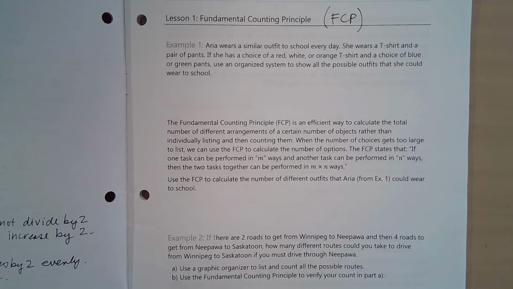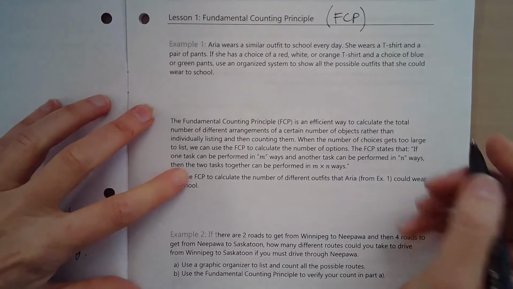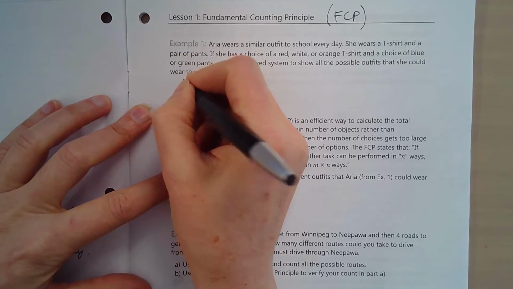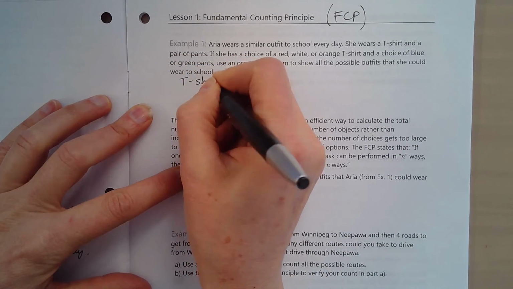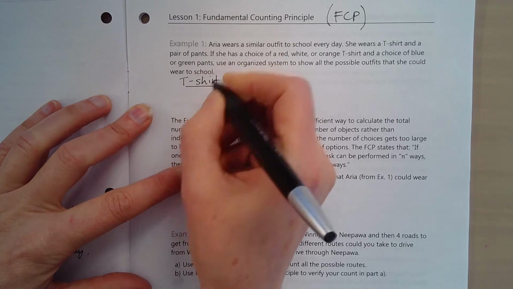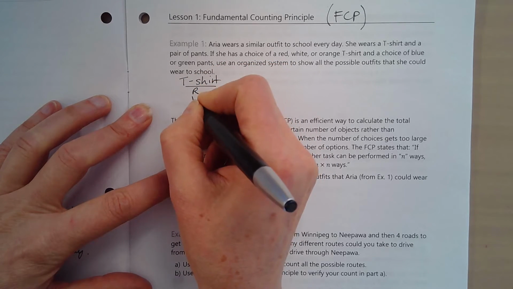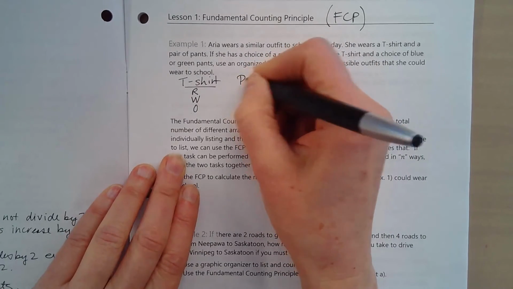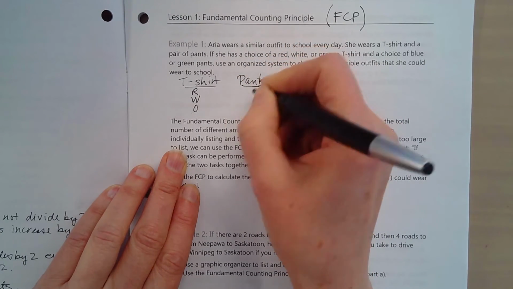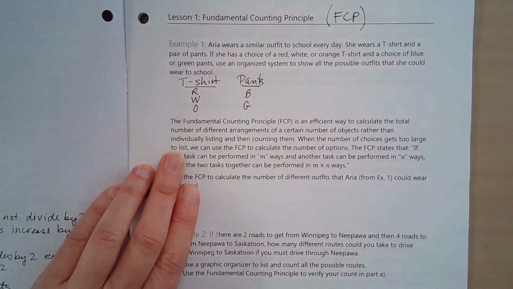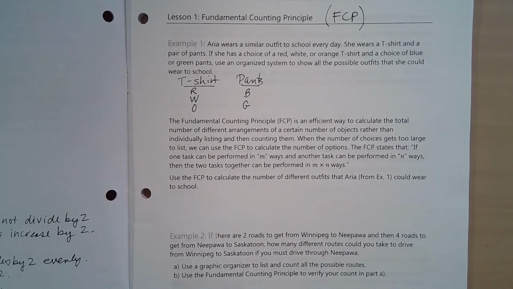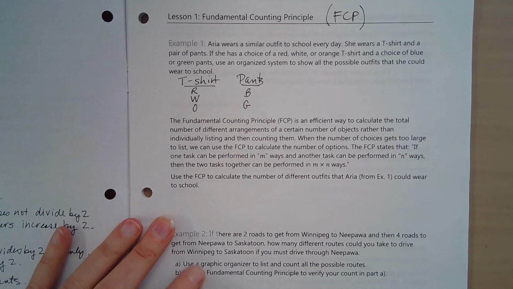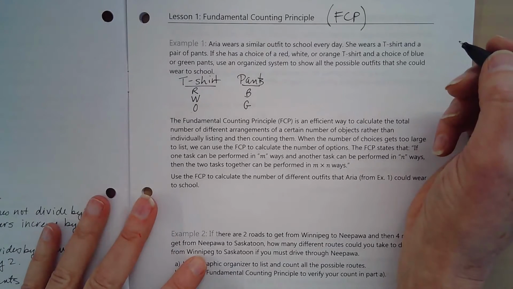So, we're going to call the t-shirt... Okay, what t-shirts could she wear? Her choice of t-shirt, I'm just going to shorten to red, white, or orange. Okay? Her choice of pants is what? Blue or green? She's got to wear one of each, right? She's got to wear a t-shirt, she's got to wear pants. What are all the possible outfits she could wear? Someone give me an example of a possible color combination.